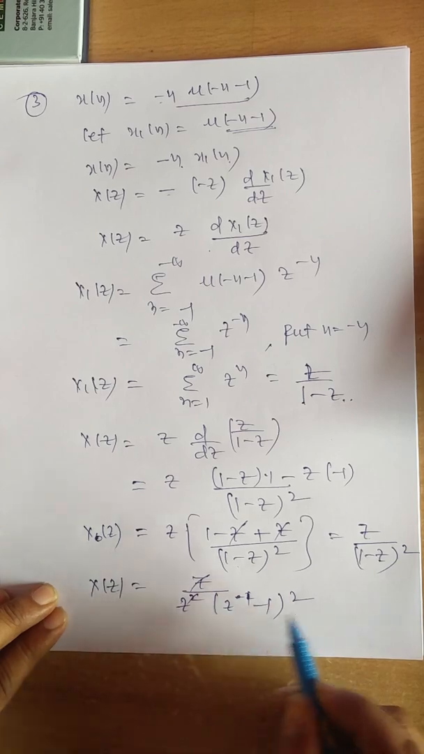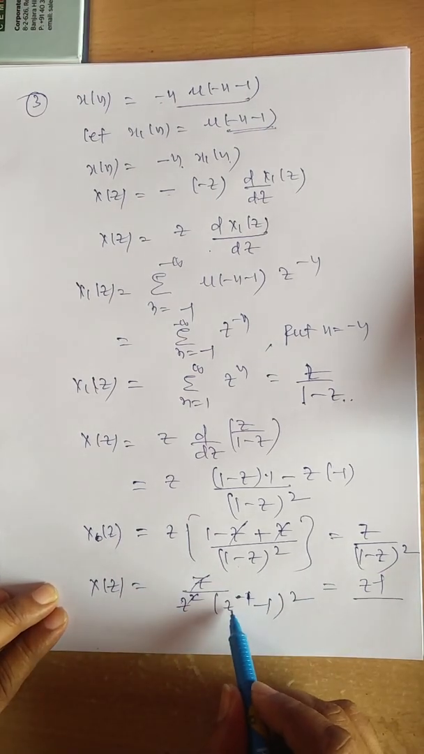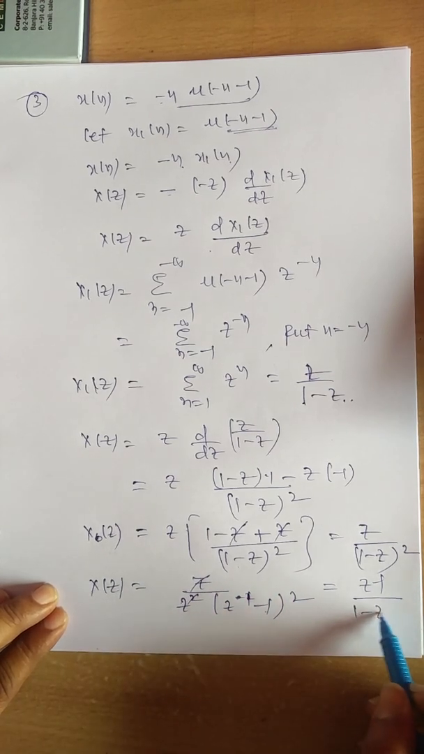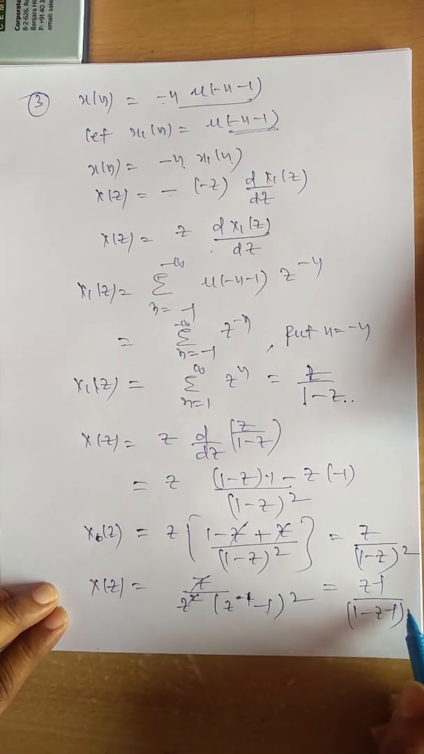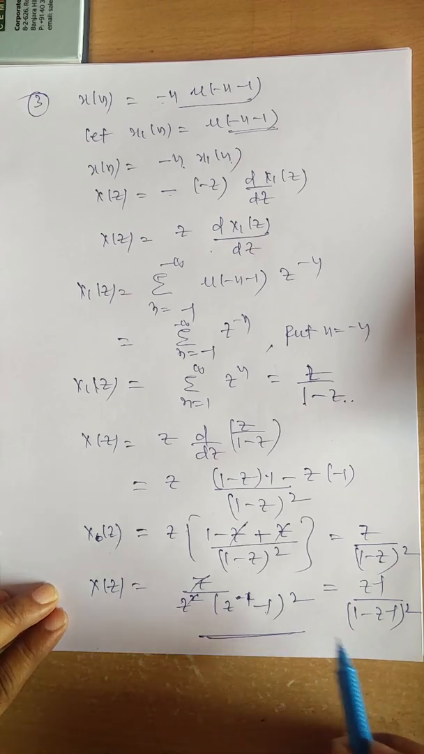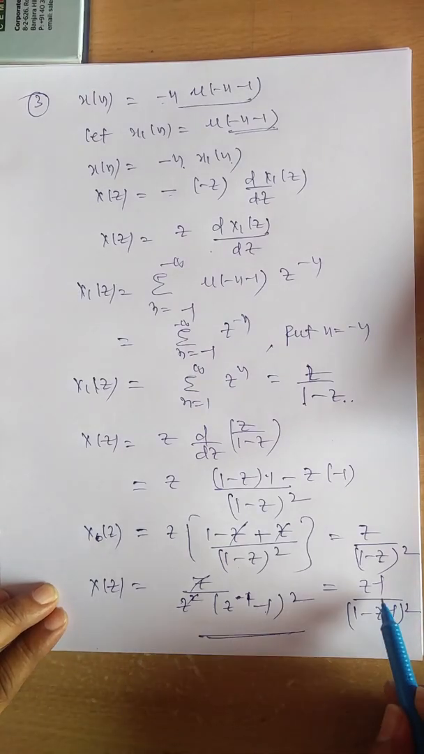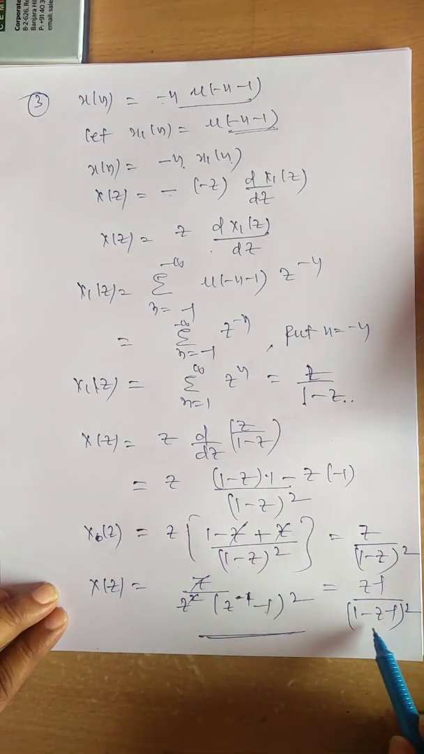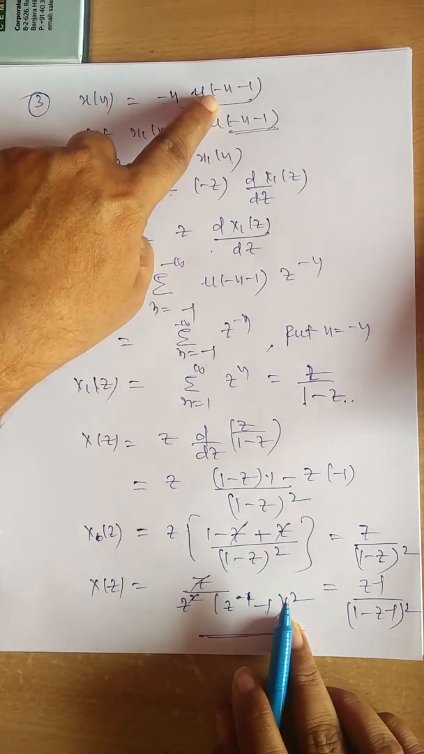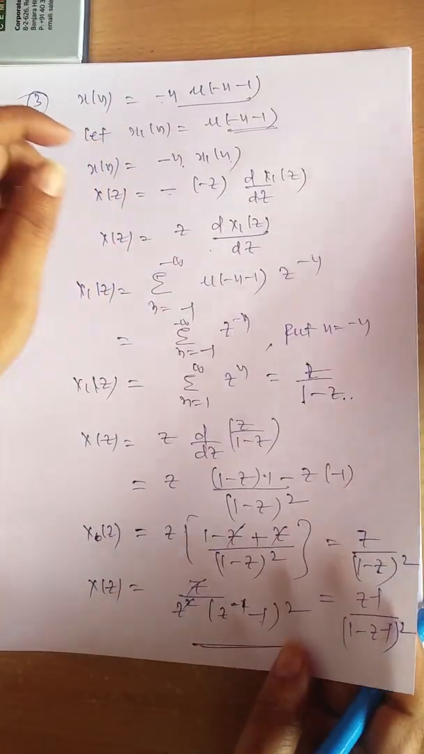This one gets cancelled. You can write z to the power of minus 1 divided by z to the power of minus 1 whole square as 1 minus z inverse its whole square. That means when you have a negative sequence, that is a left-sided sequence, its transformation is z to the power of minus 1 divided by 1 minus z in whole square, and the input is minus n into u of minus n minus 1. This is useful when solving the inverse z transformation.